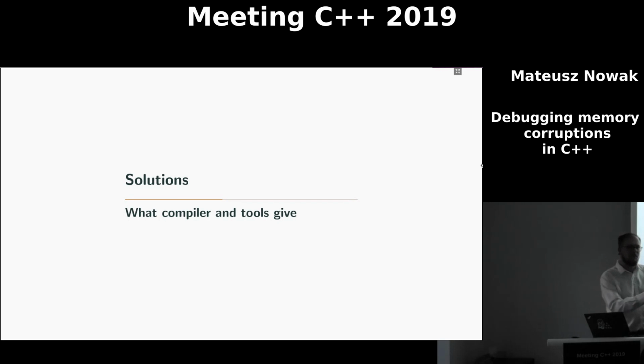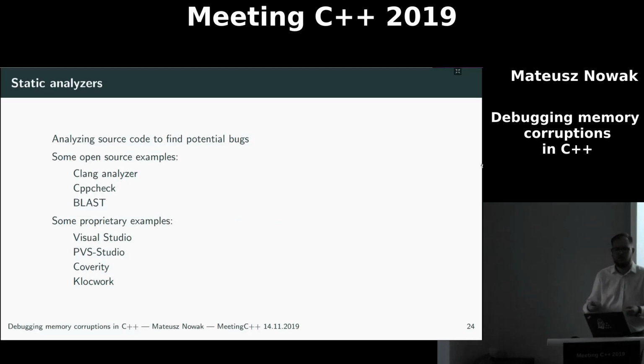Then apart from what the language gives us as programmers, we have a set of tools we can use to prevent or debug the errors. Firstly, we have static analyzers. Some open source ones, some proprietary ones. Those are to be used during compilation time to look for some common patterns for errors in the code.